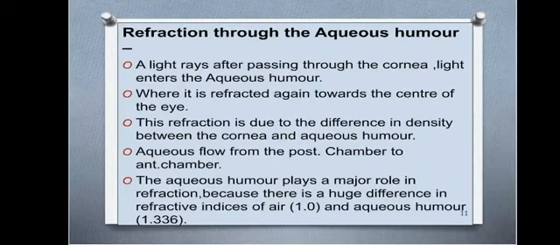The refraction through the aqueous humor. After passing through the cornea, the light rays enter into the aqueous humor, where they are refracted again towards the center of the eye. This refraction is due to the difference in the density between the cornea and the aqueous humor. The aqueous outflows from the posterior chamber to the anterior chamber. The aqueous humor plays a major role in refraction because there is a huge difference in the refractive index of the air and the aqueous humor.